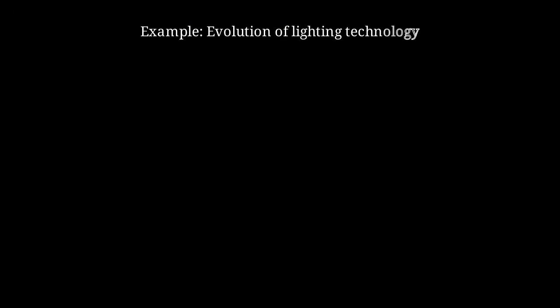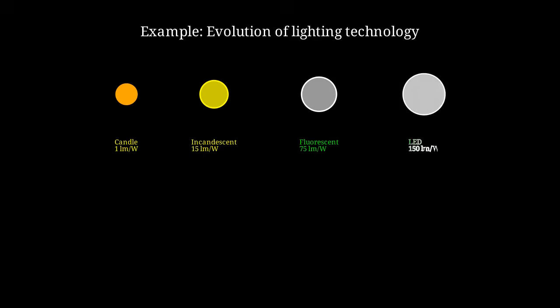Consider lighting. We went from candles to oil lamps to incandescent bulbs to fluorescent to LED. Each step increased the light output per unit cost and energy. Candles produce about 1 lumen per watt. Incandescent bulbs give 15. Fluorescent gives 75. Modern LEDs produce 150 lumens per watt or more. That's a 150-fold improvement in efficiency.